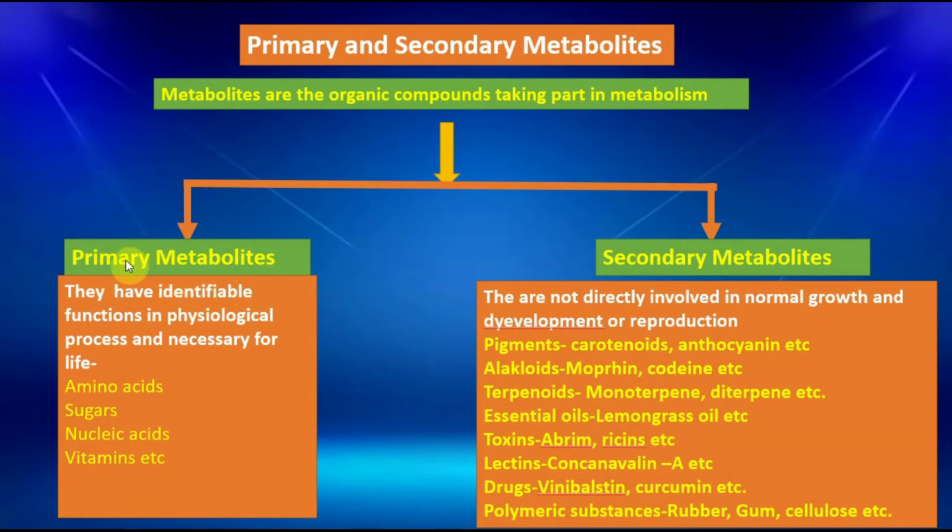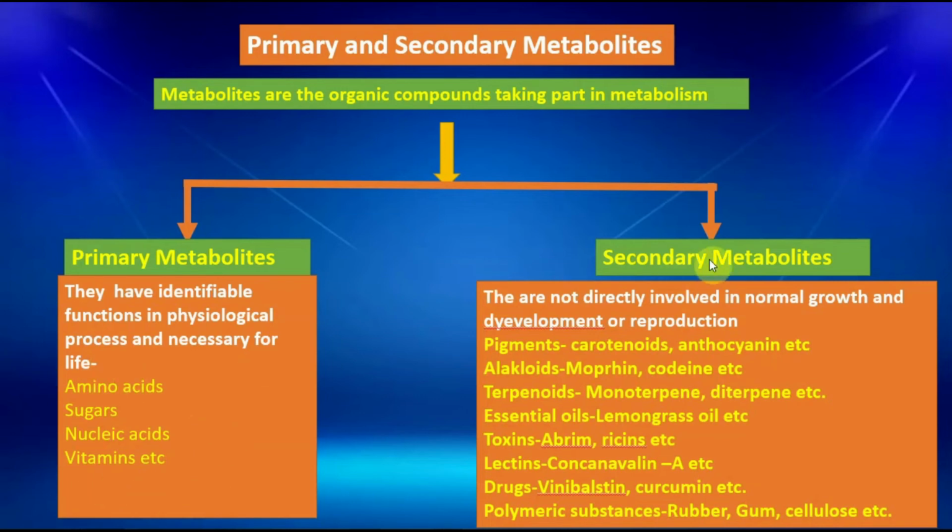So primary metabolites are those metabolites which have a definite function in the body. Without them, life cannot sustain. Some examples are amino acids, sugars, nucleic acids, vitamins, hormones, etc. Without these metabolites, life cannot be maintained.